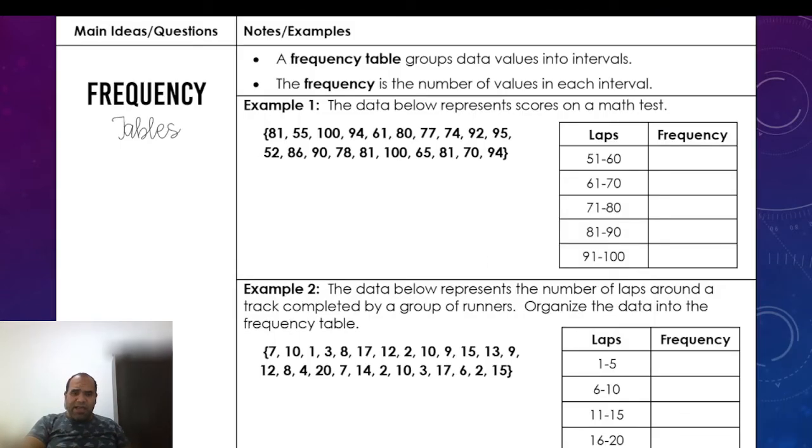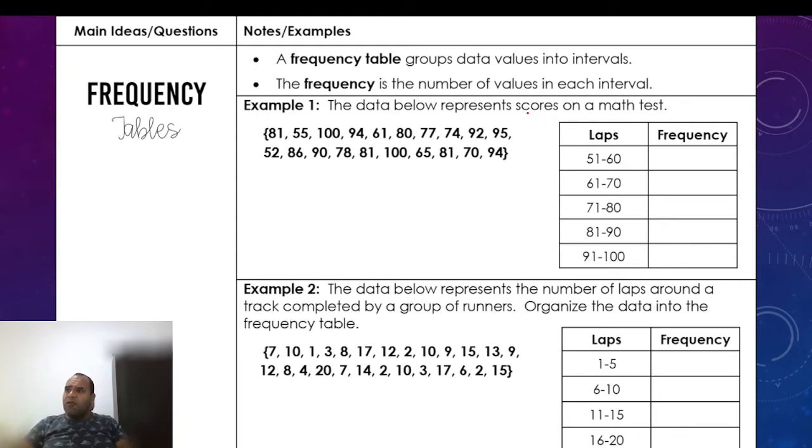Frequency tables. What does it mean, frequency tables? Guys, a frequency table groups data values into intervals. We define the intervals, and we have a group of data in that interval. The frequency is the number of values in each interval. Usually to figure it out, we use tallies. What are tallies? They are these marks here, one by one, we count. We use the counters or tallies.